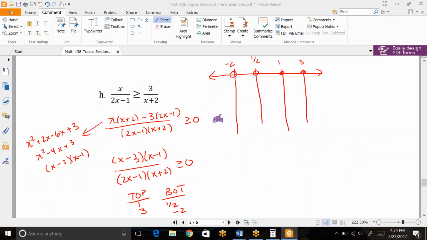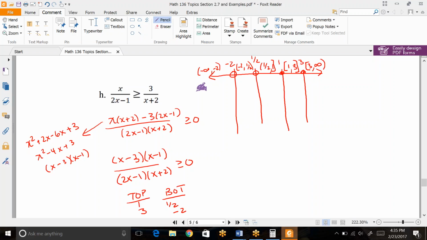Okay, I had to take a second and just kind of re-sketch out what I had written because it deleted it all. But we have negative infinity to negative 2 open, negative 2 to 1/2 open, 1/2 is open but 1 is closed, 1 to 3 is both closed, and 3 to infinity.